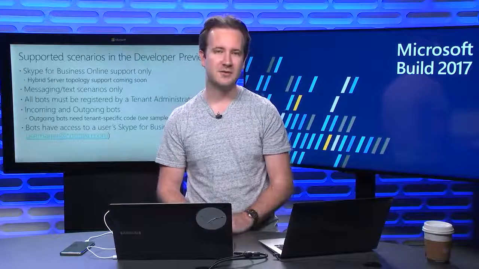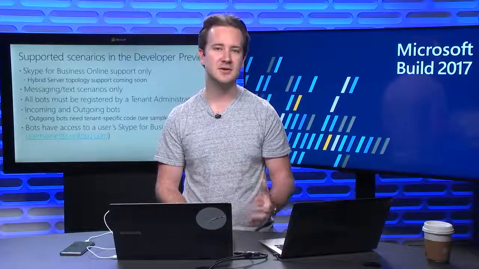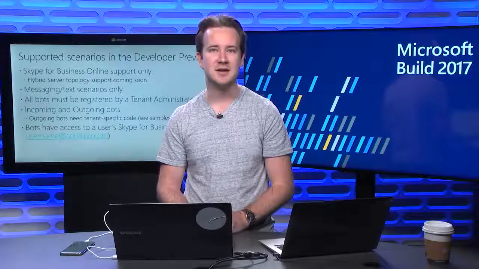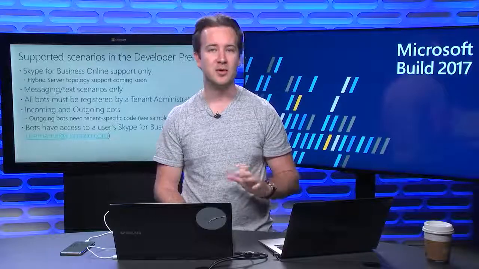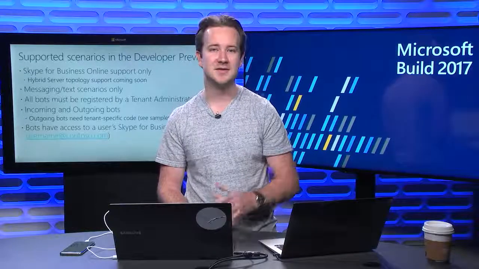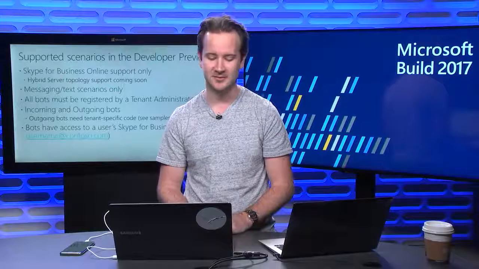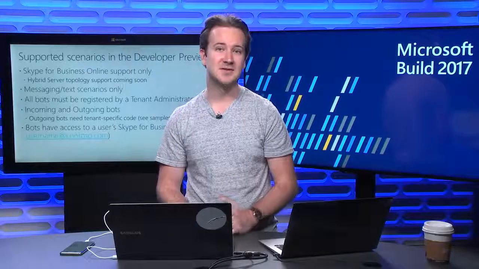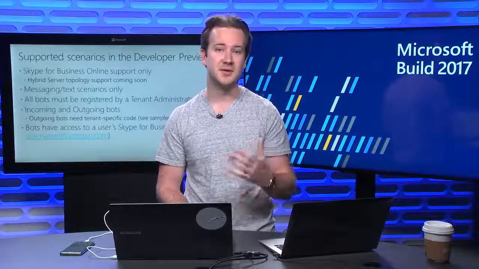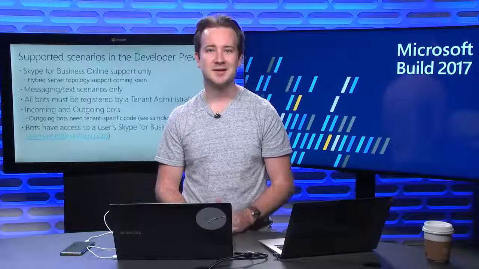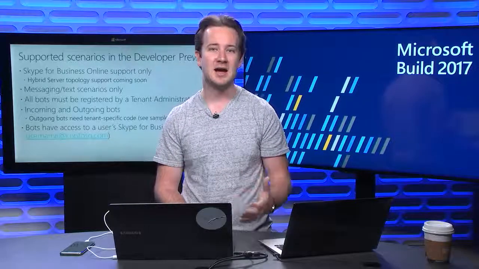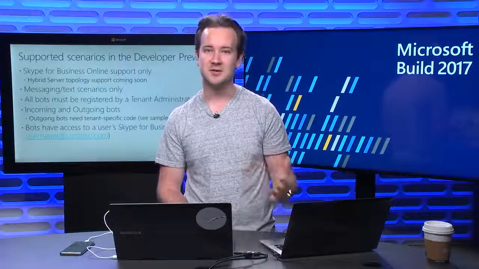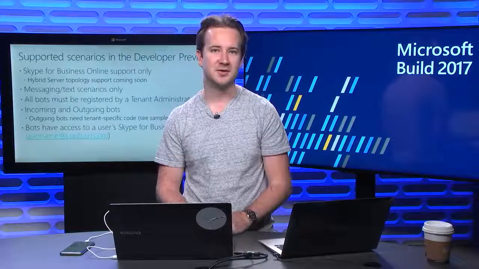The model that we have for Skype for Business bots, like I mentioned, is a tenant administrator consent model where tenant admins have to explicitly enable a bot for their tenant. This opens up some new scenarios, including both standard incoming bots as well as outgoing notification bots. Bots also have access to the identity of the particular user that they're talking to within Skype for Business. This can enable some new scenarios like integrating with Microsoft Graph to take some action on behalf of a user, for example, to schedule a meeting or access a user directory.